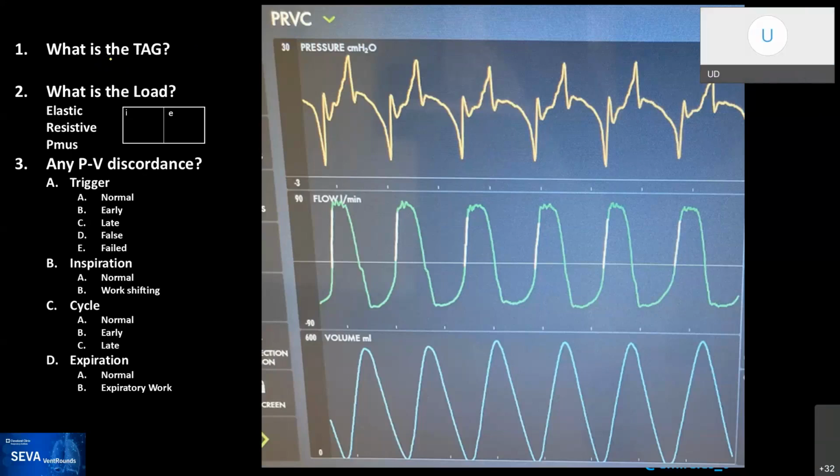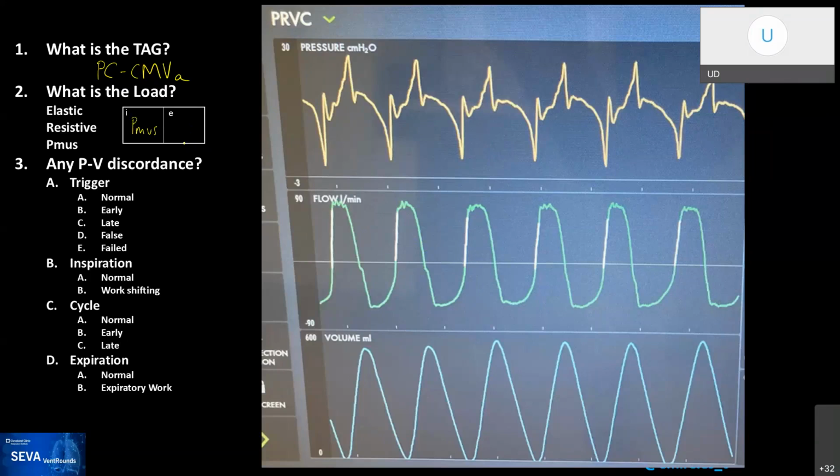So I'm cheating here. I'm going to say PCCMVA because it's PRVC. But if I go about it systematically, the volume, the flow waveform does not look like the usual machine-controlled flow. So therefore, I think it should be pressure controlled. There's a lot of PMUS in the pressure control. So that's where my analysis of the tag stops.